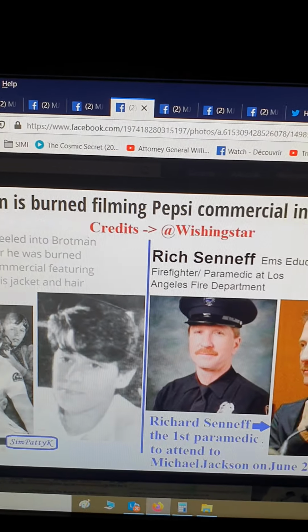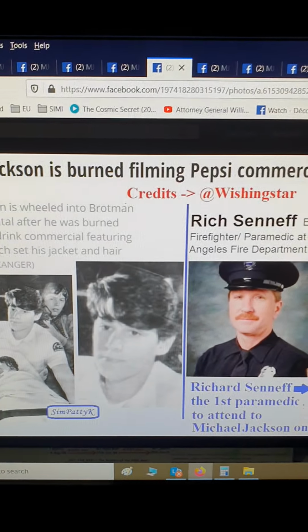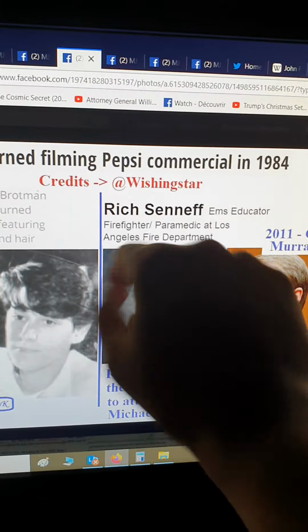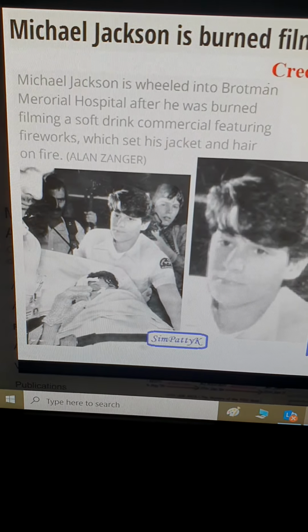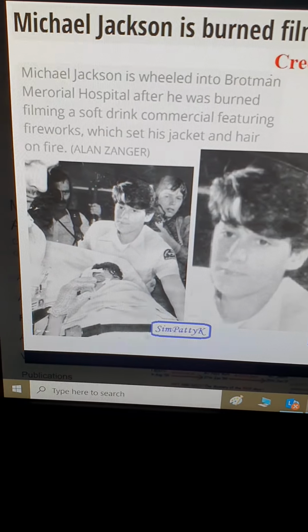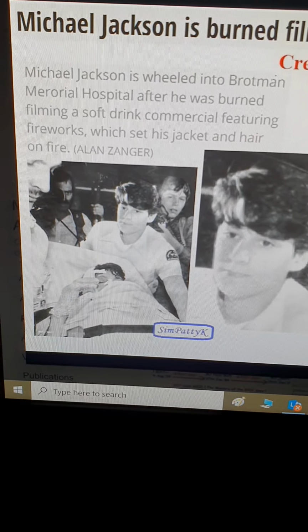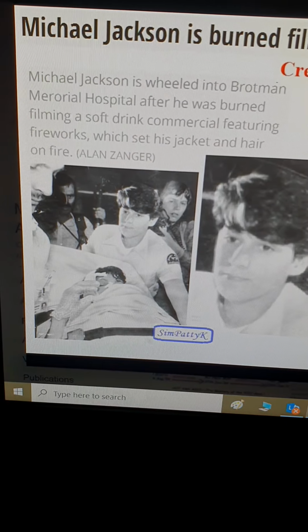Michael Jackson is burned filming a Pepsi commercial in 1984. This is a discovery made by my friend Wishing Star. Michael Jackson is wheeled into Broadman Memorial Hospital after he was burned filming a soft drink commercial featuring fireworks, which set his jacket and hair on fire.